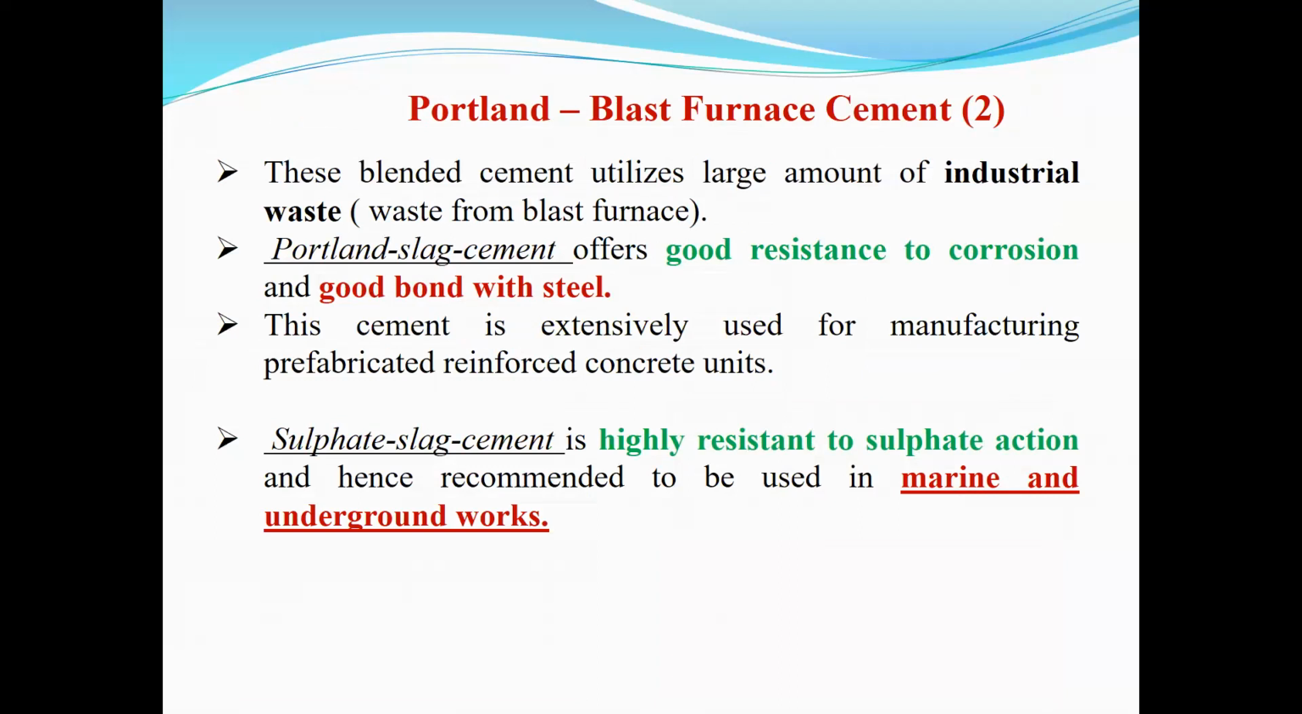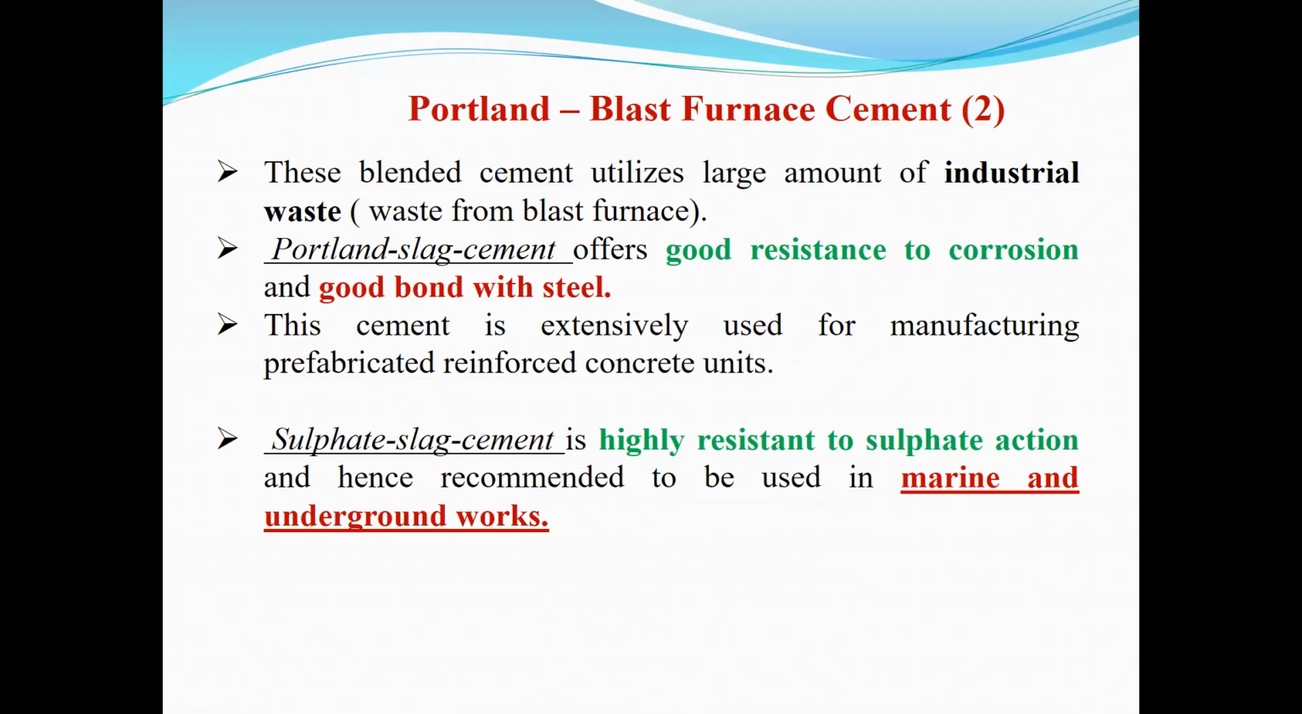So people in the developed countries started thinking of using this industrial waste as cement, and they're getting benefit. Now, the two types: Portland slag cement offers good resistance to corrosion and a good bond with the steel, and it is used extensively for manufacturing prefabricated reinforced concrete units.